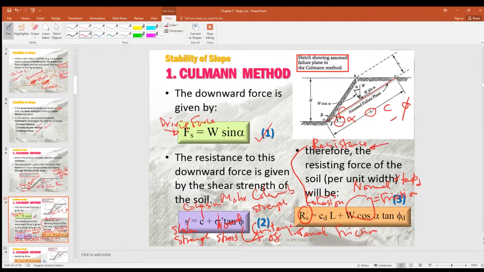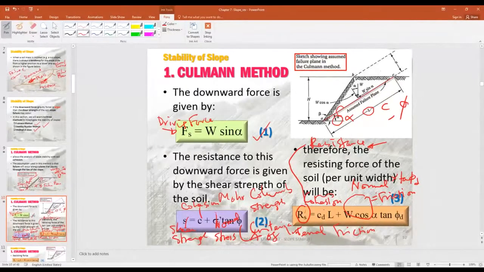The resistance is there to resist the driving force. If the resistance is greater than the driving force, there will be no failure, right? If the driving force is greater than the soil resistance, then this soil mass will be moving downwards. So it's a competition between the driving force and the soil resistance.